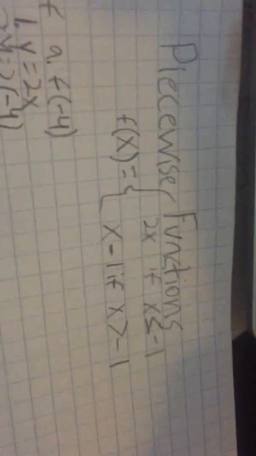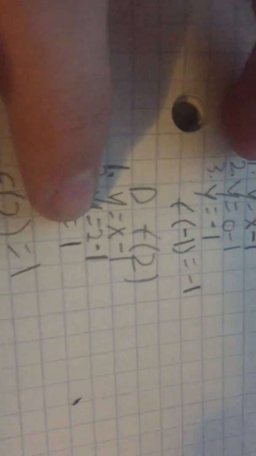Our next one is going to be 2. We know that 2 is greater than -1, so we're going to be using x minus 1. We then plug it in, subtract, and then it gives us 1.